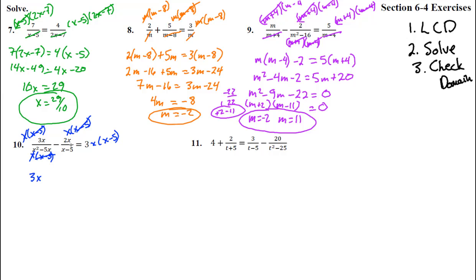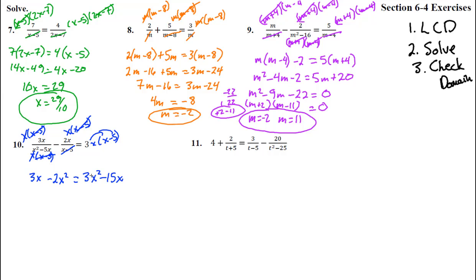The x minus 5 cancels on the second term here, so we get negative 2x squared. Is that right? Minus 2x times x. Good. And on this side, we get 3 times x minus 5. So we can go ahead and distribute that out. We get 3x squared minus 15x. Ooh.